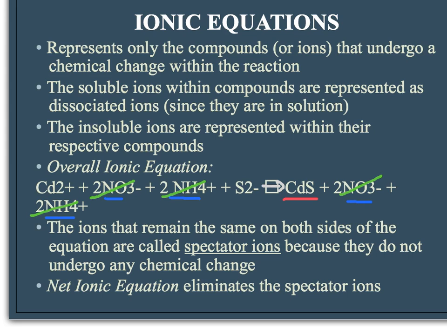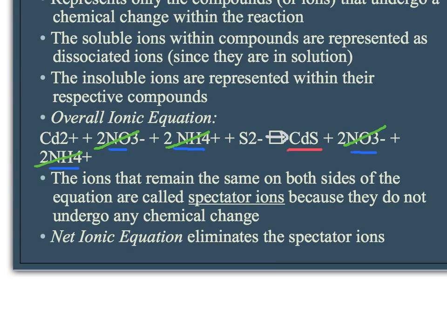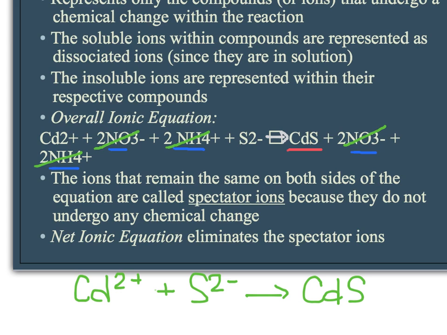The net ionic equation, therefore, would look like this. Cadmium 2+ plus sulfide 2- yields cadmium sulfide. It just shows the ions that undergo some kind of a chemical change. In this case, they go from being charged particles on the left to being neutral on the right.